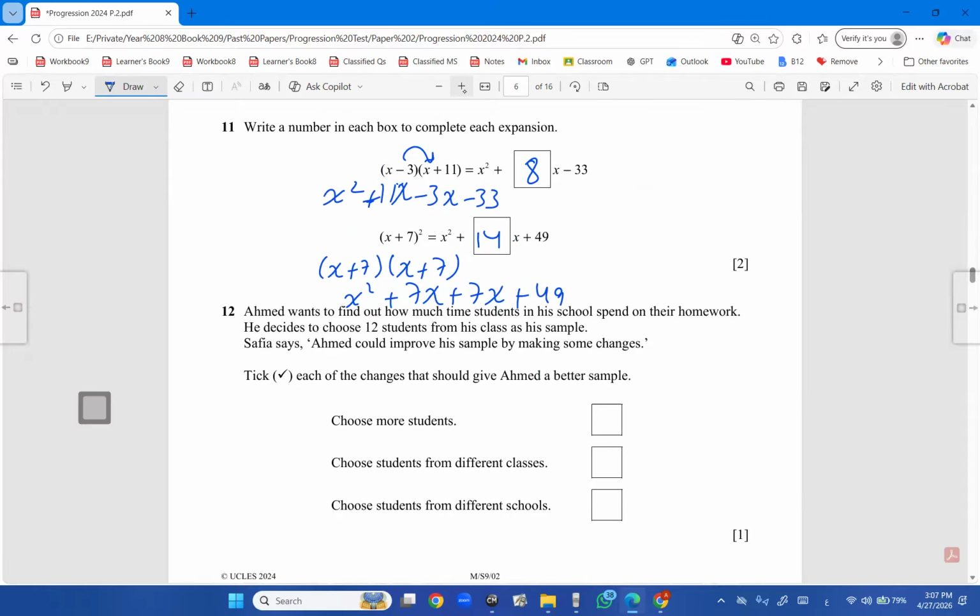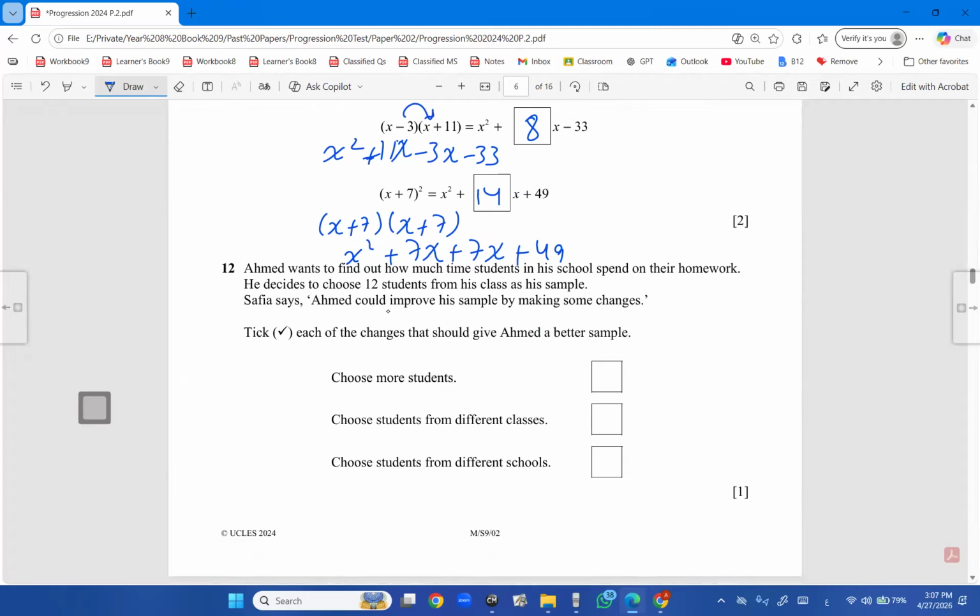Ahmed wants to find out how much time students in his school spend on their homework. He decides to choose 12 students from his class as his sample. Safia says Ahmed could improve his sample by making some changes. Tick each of the changes that should give Ahmed a better sample. So choose more students? Definitely yes, because 12 students are not enough to represent the whole school. So choosing more students is definitely going to be a better sample.